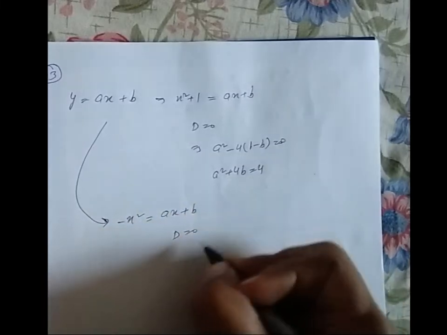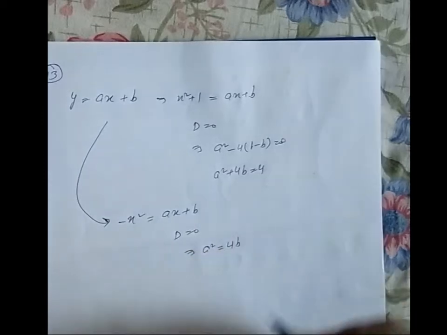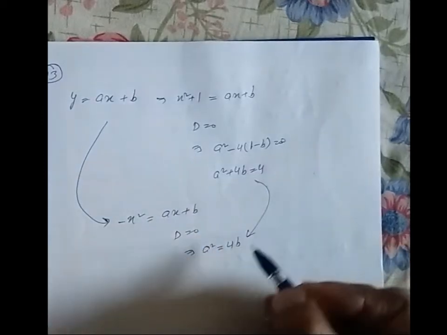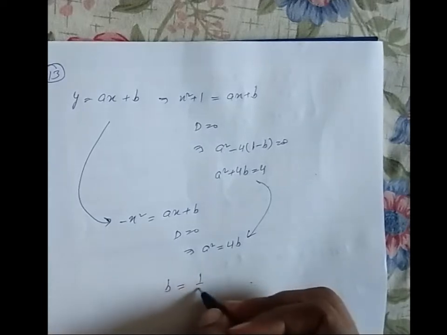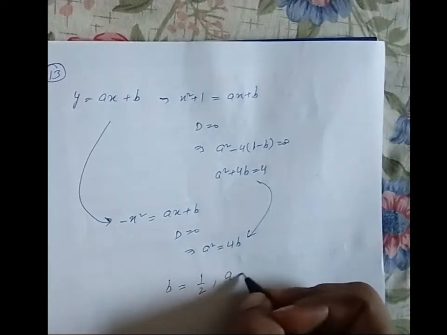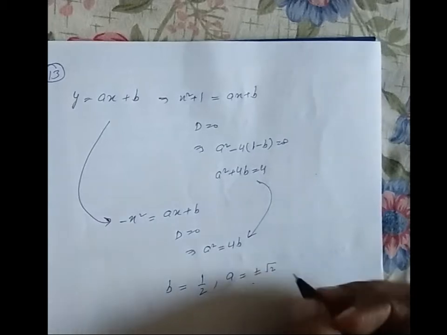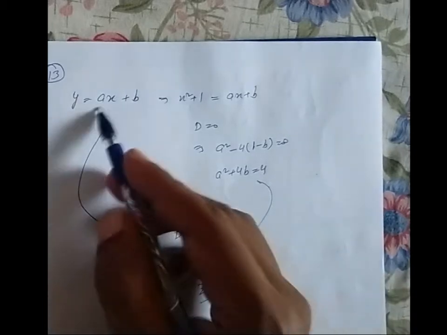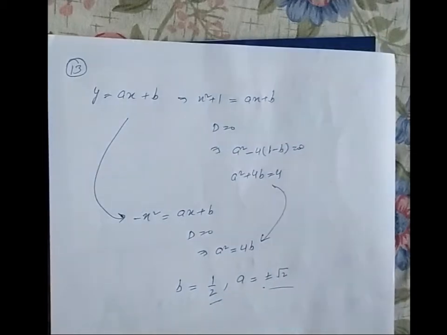D is equal to 0. This implies a square equal to 4b. Solving these two equations, we would get b is equal to half and a is equal to plus minus root 2. So we have the values of a and b. We can find the equation of the tangent. Moving on to the next question, question number 14.